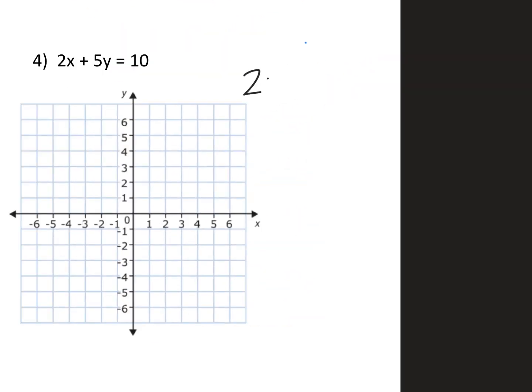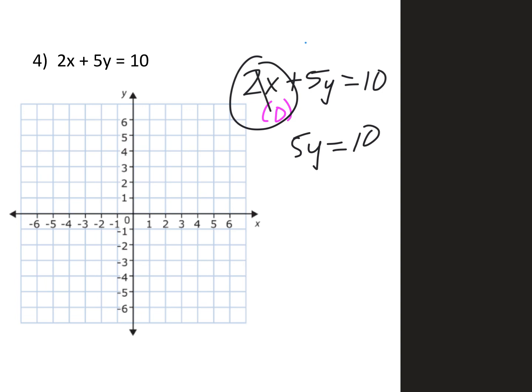The reason I would graph this one by intercepts is because 2 and 5 go into 10 really easily. So to find my y-intercept, remember what you would do is put a 0 in for x, so that would cancel that out and leave you with 5y equals 10. A lot of you guys could just do this in your head probably. So my y-coordinate is 2.